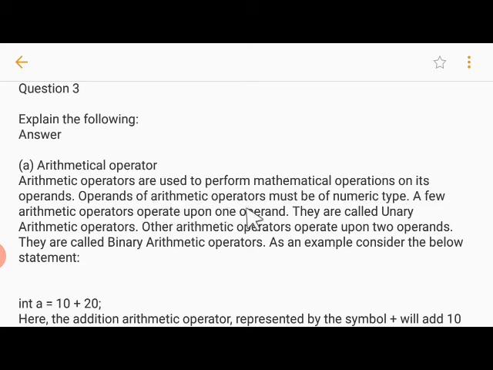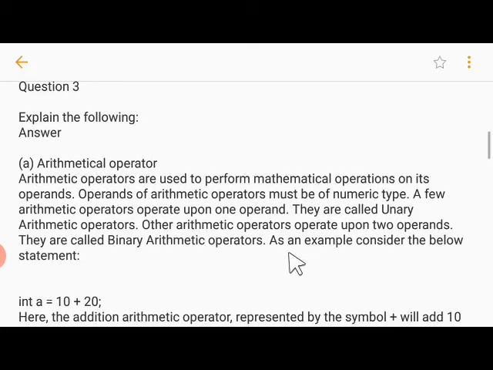Operands of arithmetic operators must be of numeric type. That's a very important thing. A few arithmetic operators operate upon one operand, they are called unary arithmetic operators. Other arithmetic operators operate upon two operands, these are called binary arithmetic operators.